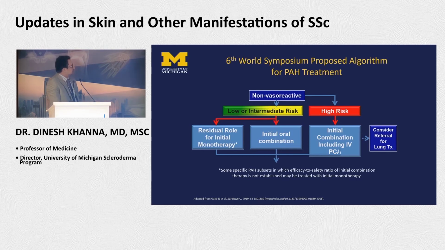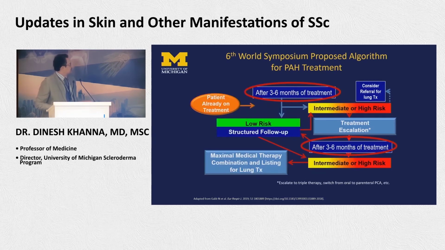And most of the therapies for pulmonary arterial hypertension have gone to oral combination, upfront oral combination. Sildenafil and macitentan, sildenafil and bosentan, whatever oral combinations are available in Dubai and other countries. The high-risk group gets IV prostacyclin upfront, but it's very important to follow these patients regularly and try to keep them in low risk. As a rheumatologist, I don't treat pulmonary arterial hypertension.